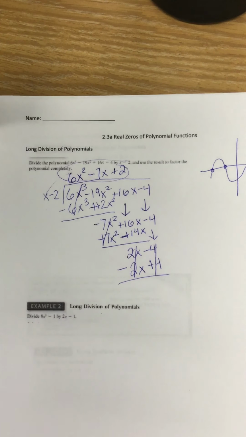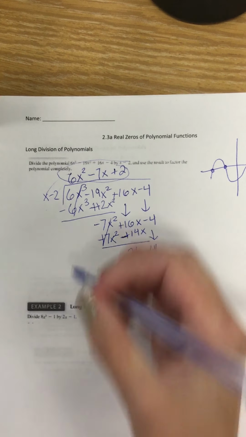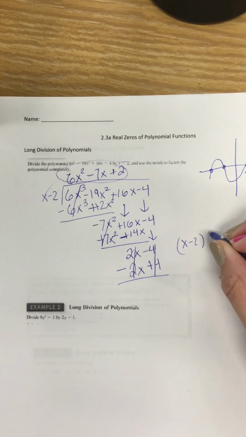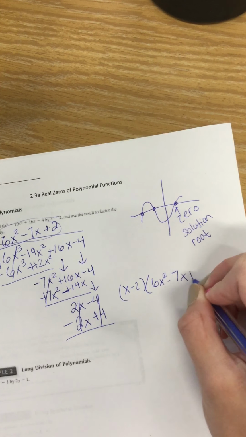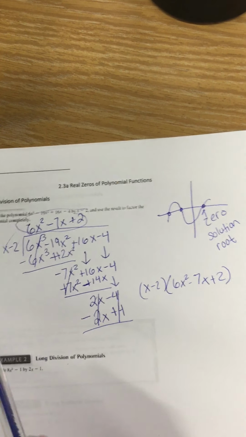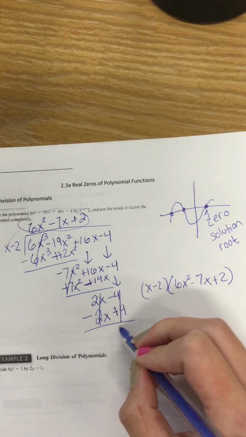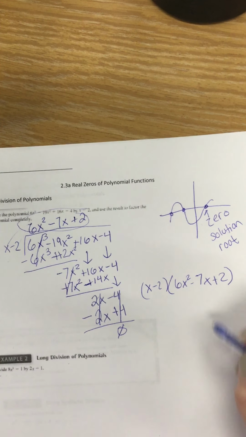And so now it says use the results to factor the polynomial completely. So we already know that we have the factor of x minus 2, and we want to see if we can factor the rest of this. We have 6x squared minus 7x plus 2. That's what we got when we divided it. We know this is a factor because it went in evenly. We had no remainder here, and this is what we have left.